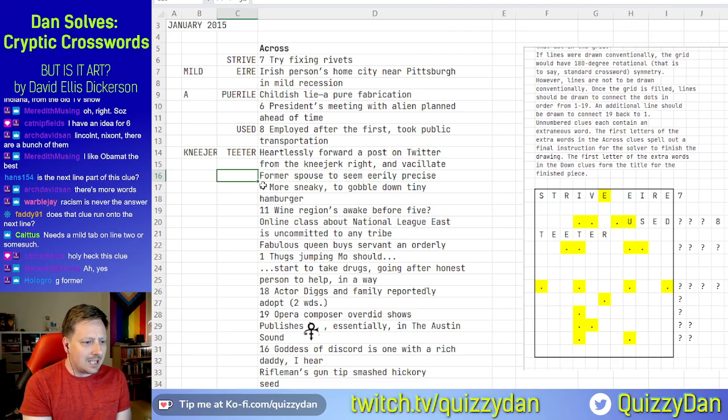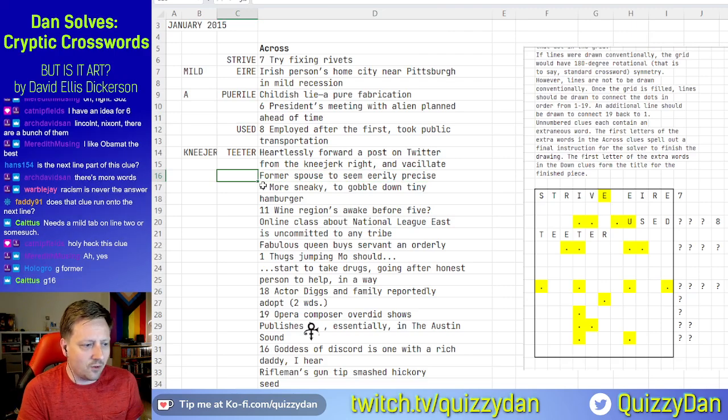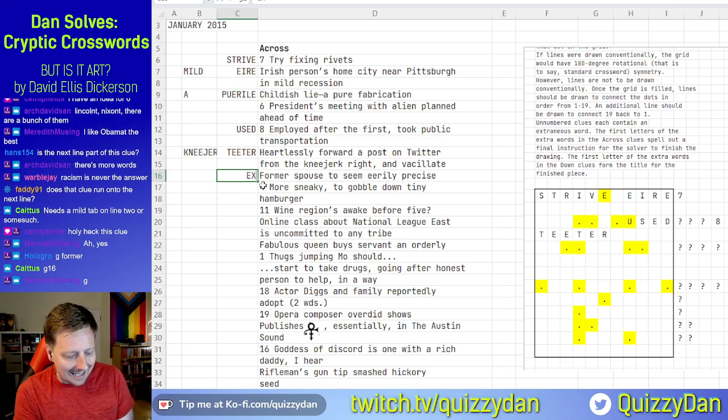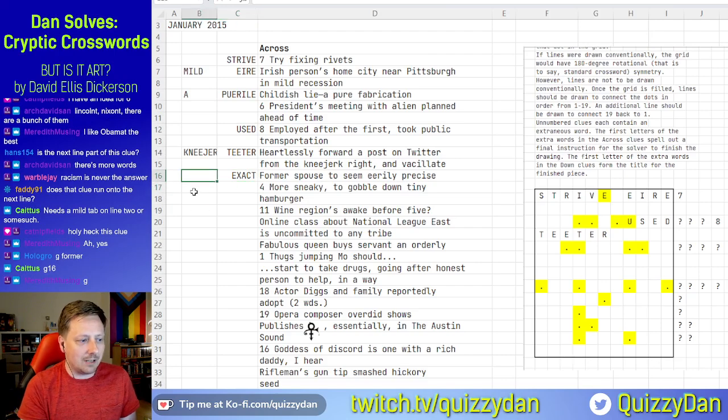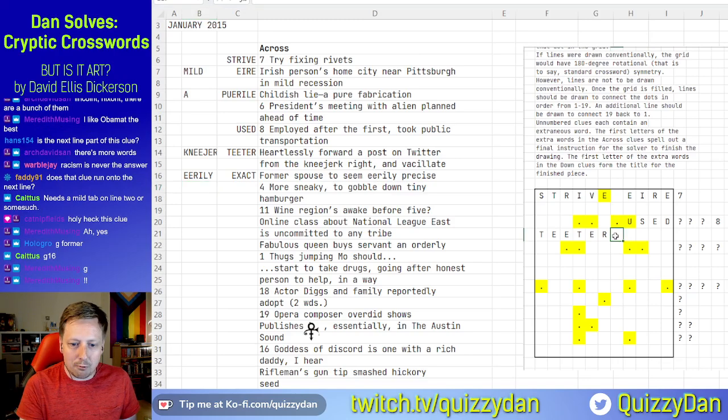Former spouse to seem eerily precise. Former spouse is an X. To seem is to act, isn't it? So eerily is extra. So former spouse is your X. To seem is to act. And if it's exact, it is precise. And I think that is exact. I don't think there's anywhere else that can go.